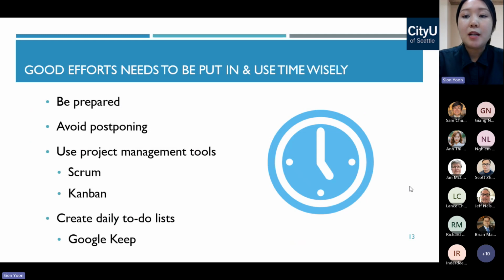Also, good effort and time need to be put into each week's progress to complete your capstone project effectively. Be prepared, avoid postponing, and use time wisely, using a daily to-do list or project management tools. Think of yourself as a project manager, and you control every aspect, from choosing the topic to making sure each step of the project is successfully completed.